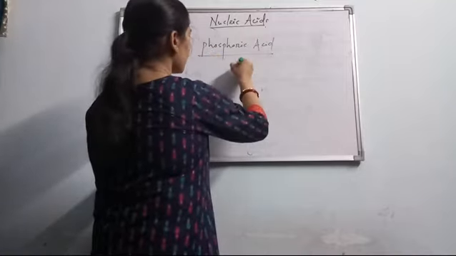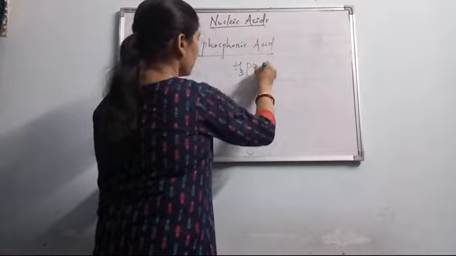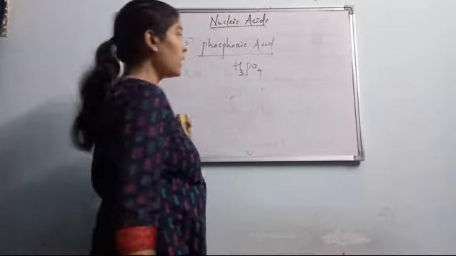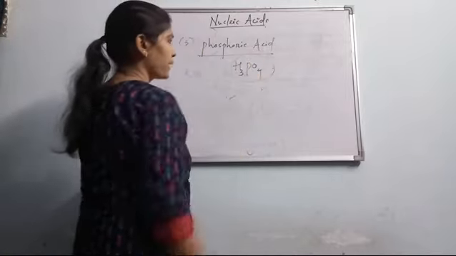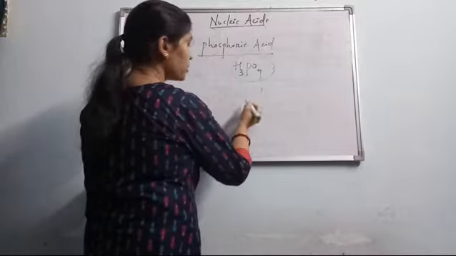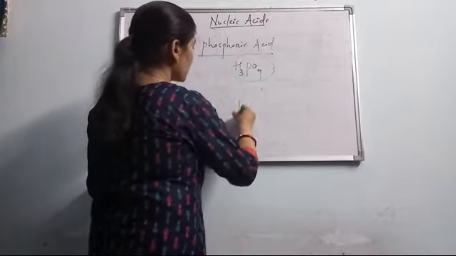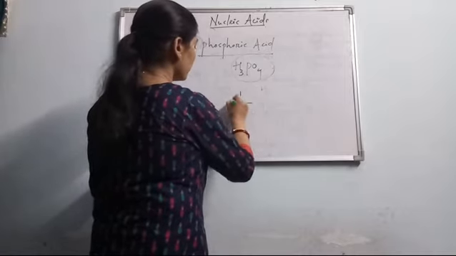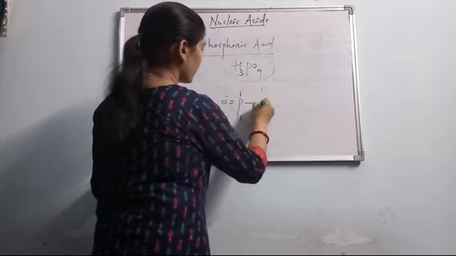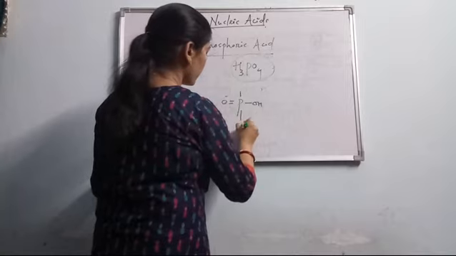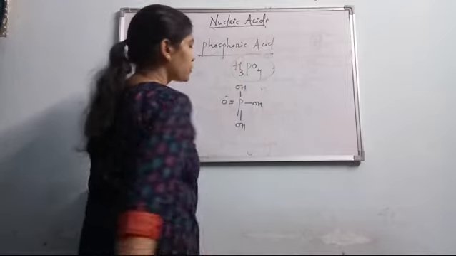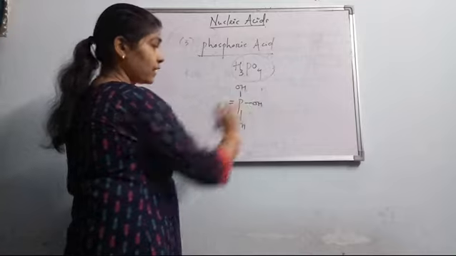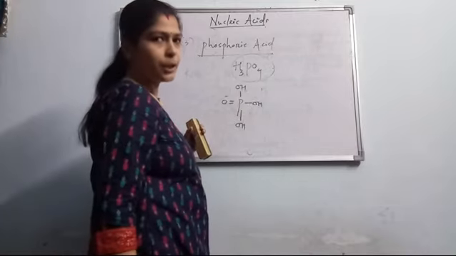Phosphoric acid is H3PO4. Okay, this is the molecular formula of phosphoric acid. Then what is the structure? Phosphorus is the central atom. So phosphorus is pentavalent also, we know. So this is the structure. So this is the phosphoric acid, which is the third component of a nucleotide.